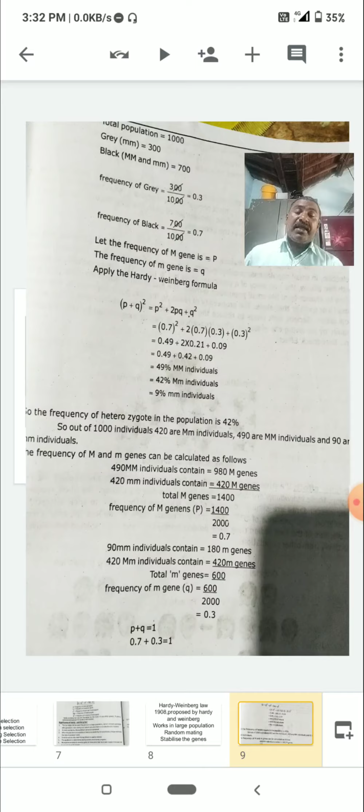So, the p frequency is 0.7, the q frequency is 0.3. So, here p plus q is equal to 1. So, here 0.7 plus 0.3 is equal to 1.